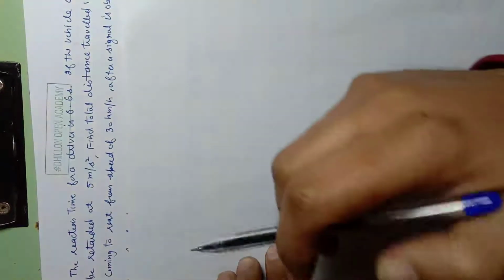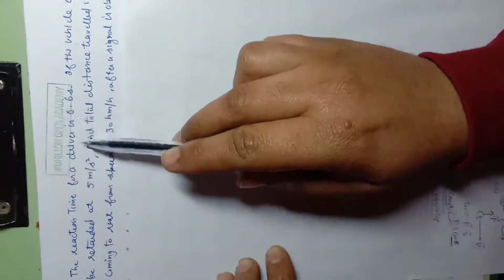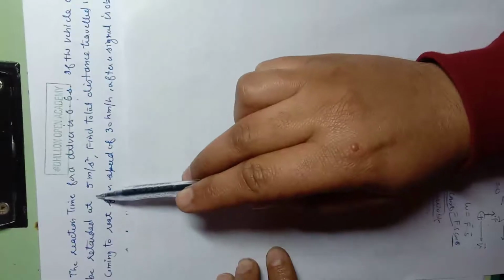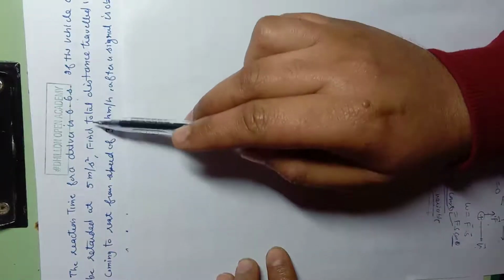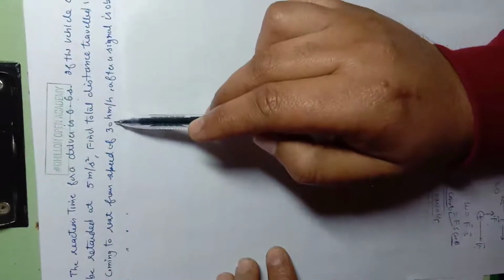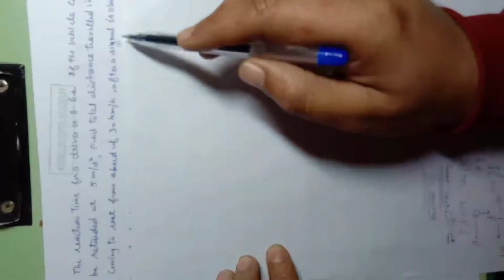Next question. The reaction time for a driver is 0.6 seconds. If the vehicle can be retarded at 5 meter per second square, find the total distance traveled in coming to rest from a speed of 30 km per hour after a signal is observed.